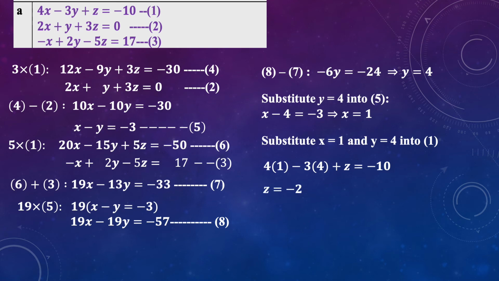So by using the elimination method or substitution, you should get the same answer for x and y and z. That is x equals 1, y equals 4, and z equals negative 2.